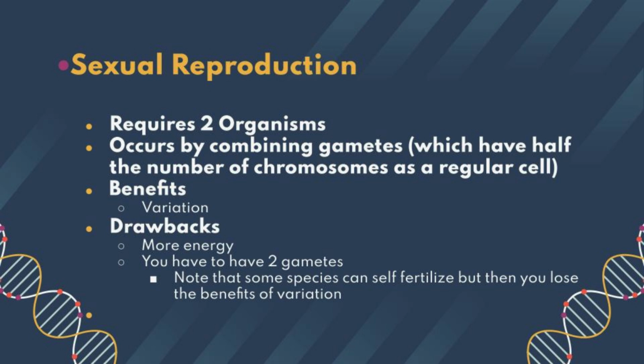You can have a wide range of offspring, even from the same two parents, based on which genes get passed on. The drawback is it does require more energy in general, and you have to have two gametes. There are some species that can self fertilize, but then you do lose that benefit of the variation.